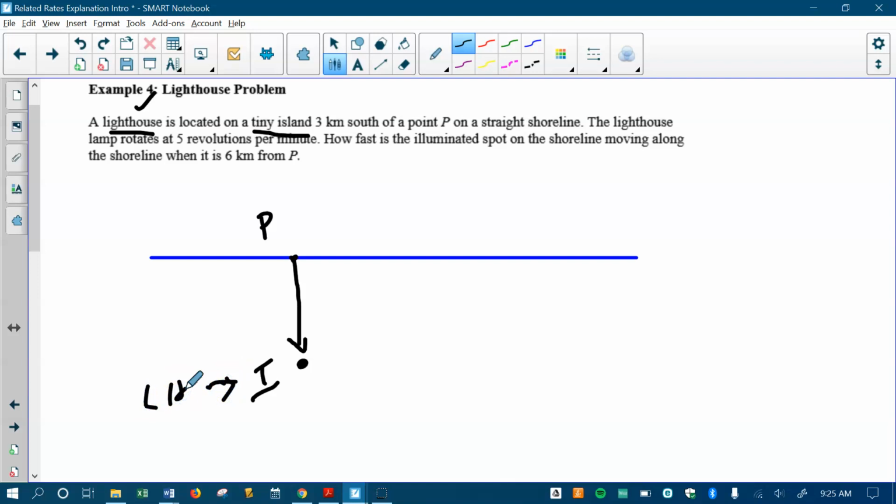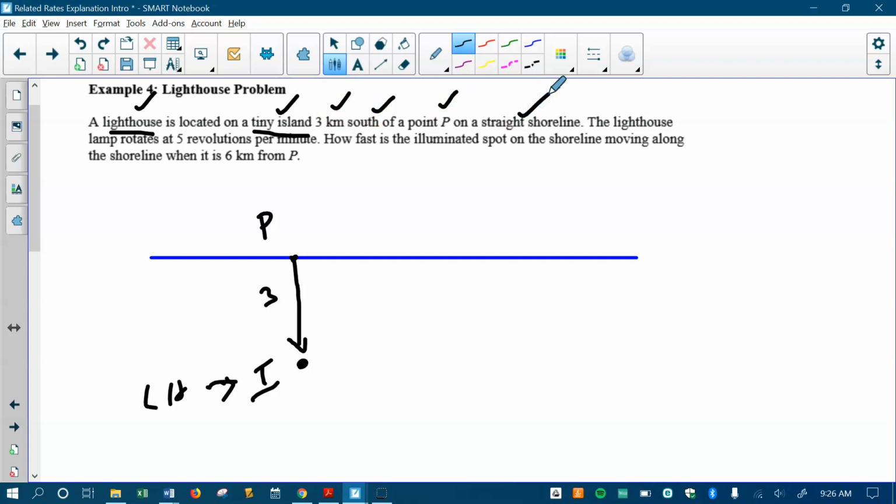Lighthouse. I located the tiny island 3 kilometers south. So the lighthouse is on the tiny island. That's why I call that I. 3 kilometers. So now I use this. I use south of a point P on a straight shoreline. I used all that information.